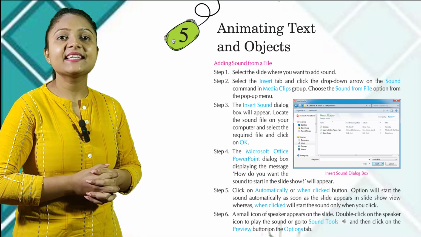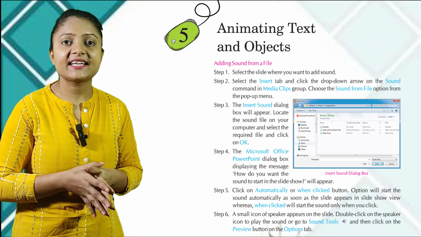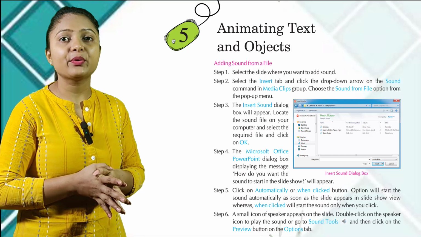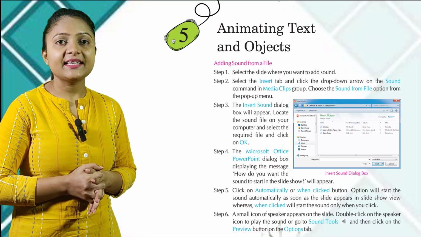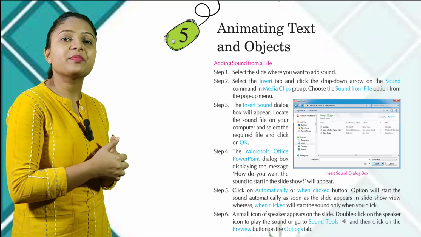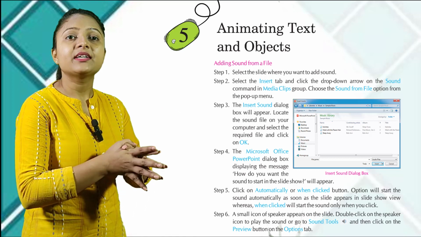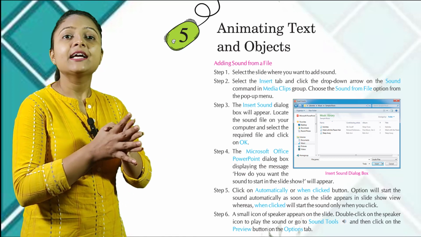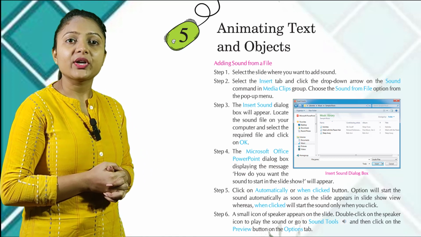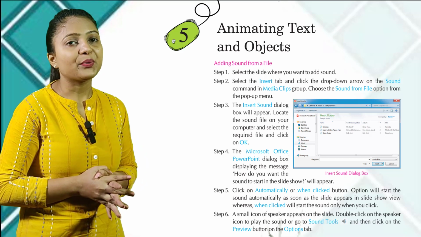Step 1. Select the slide where you want to add sound. Step 2. Select the Insert tab and click the drop-down arrow on the sound command in the Media Clips group. Choose the sound from the file option from the pop-up menu. Step 3. The Insert Sound dialog box will appear. Locate the sound file on your computer and select the required file and click on OK.